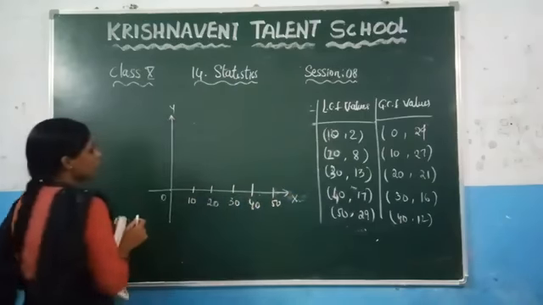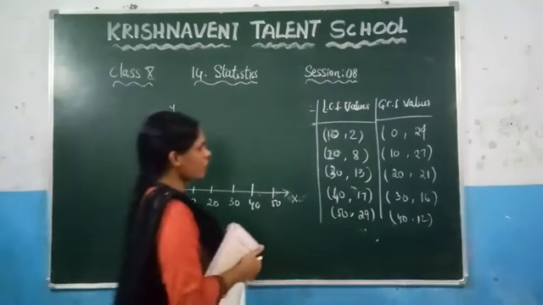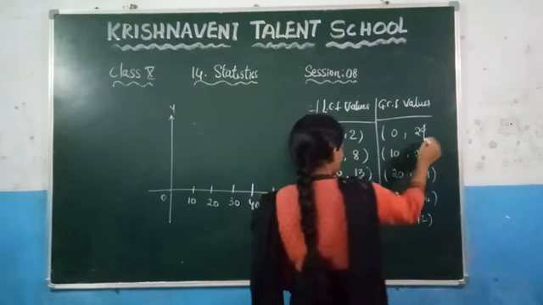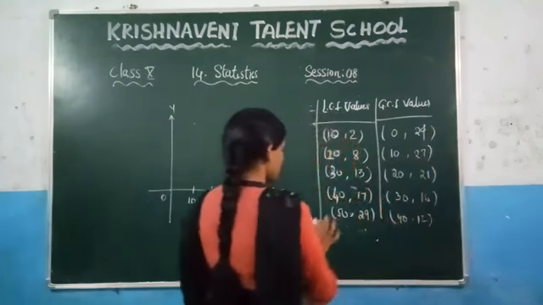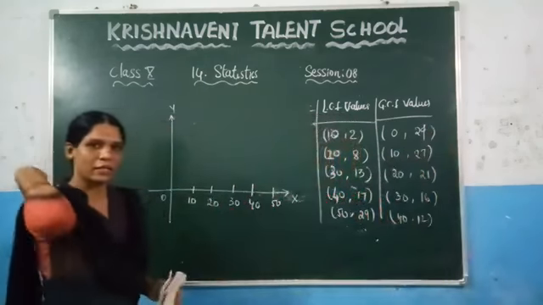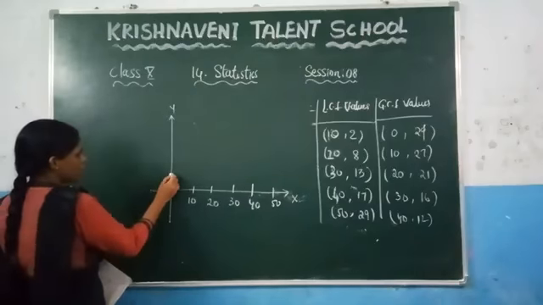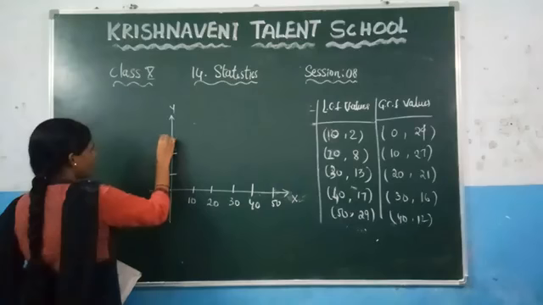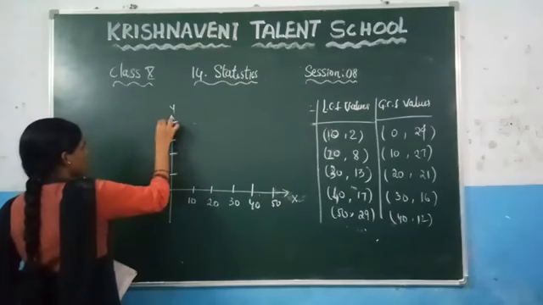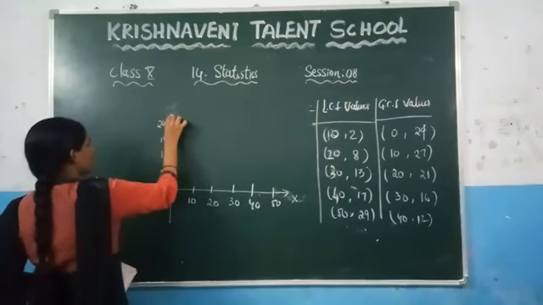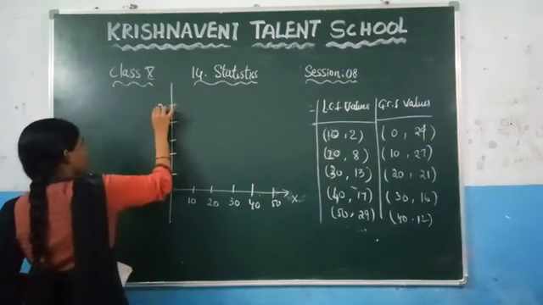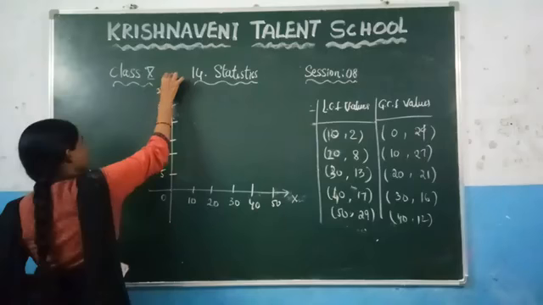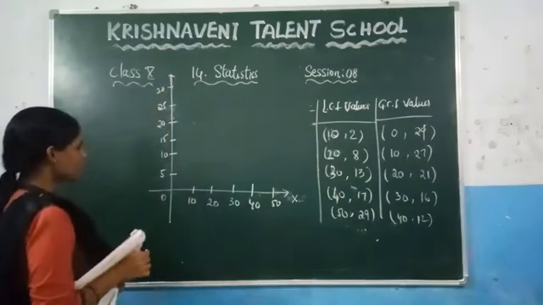And after that you can check on the y-axis what values are there: 2, 8, 13, and the greatest number, which is 29. So you can take each unit as 5 units. So here let us take 5, 10, 15, 20, 25, 30. Okay, let us consider these values like this.